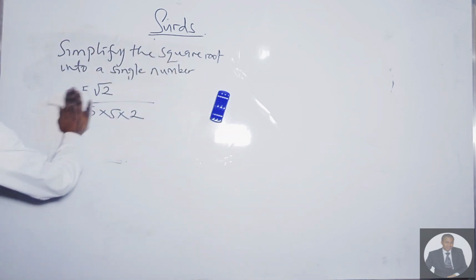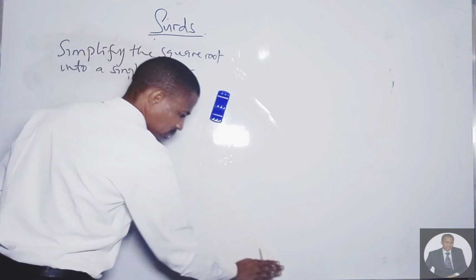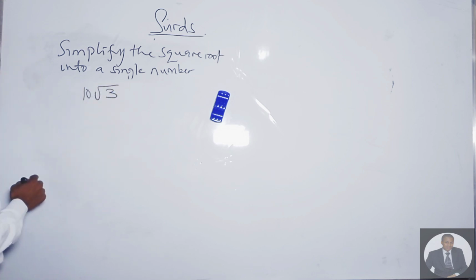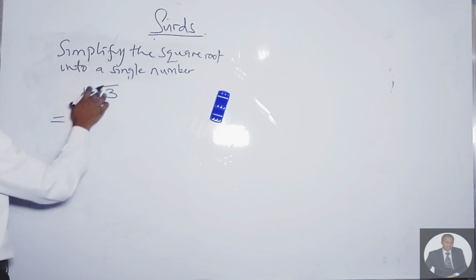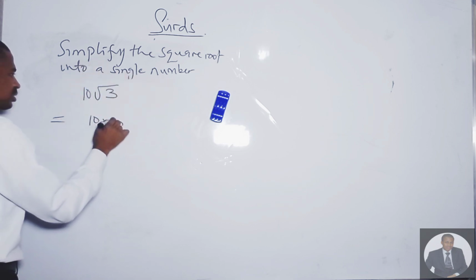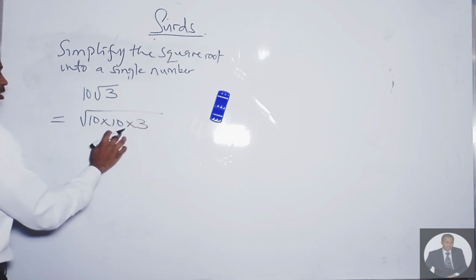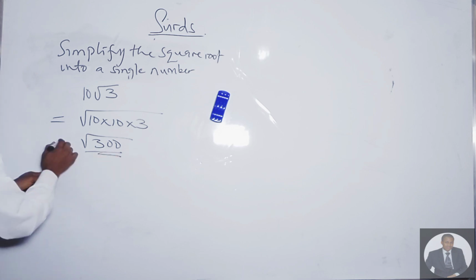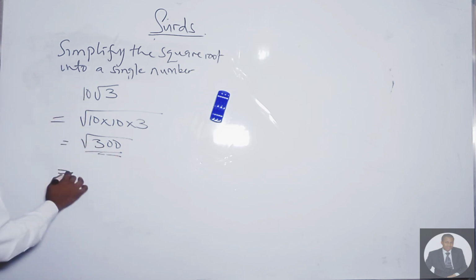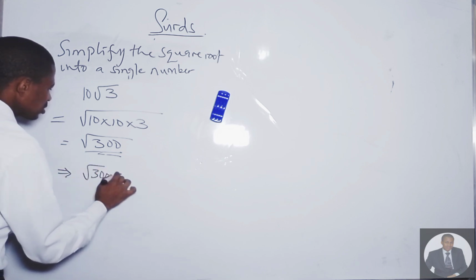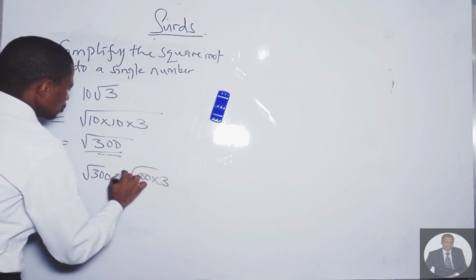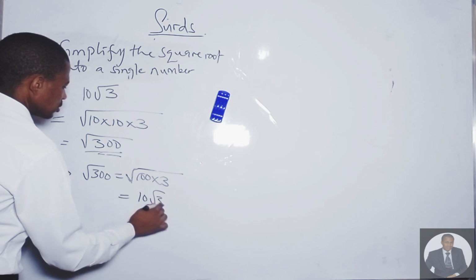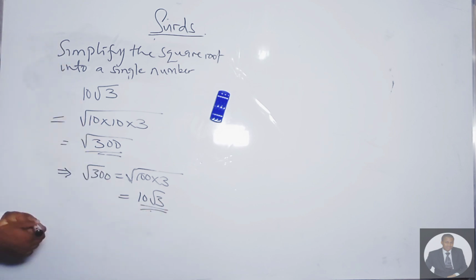Yet another question. 10 root 3. We are asked to simplify it into a single number. That will be 10 times 10 times 3. 10 times 10 is 100, 100 times 3 is 300. So root 300. If you want to know whether root 300 is the same as this, what we do is root 300 is the same thing as 100 times 3. Root 100 times 3. What's the square root of 100? 10. And then root 3. This is the same thing as what we have here.